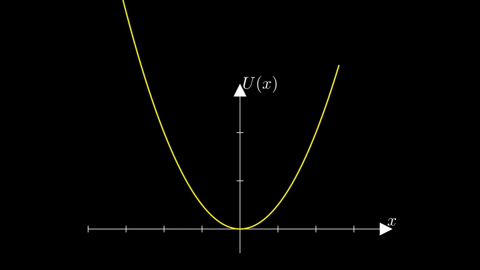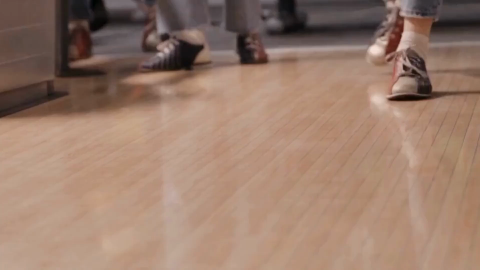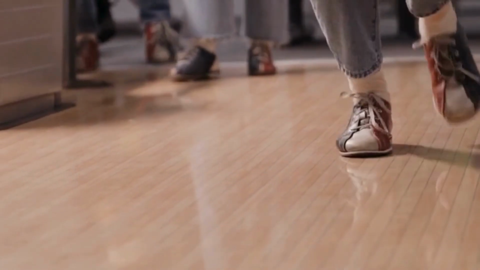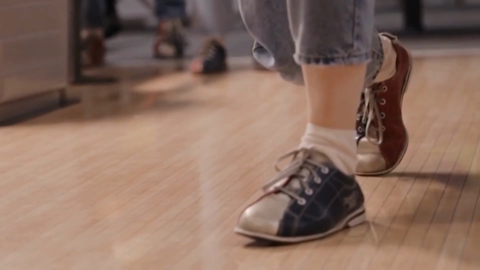Start the block at rest at plus X max and let go. It oscillates between plus or minus X max. Just like in the bowling ball demo, it never passes a turning point. Doing so would require more energy than it possesses.